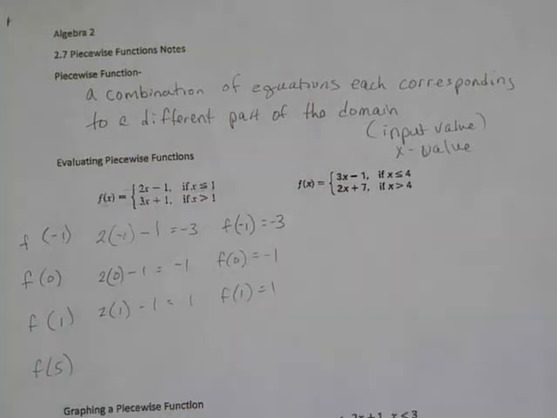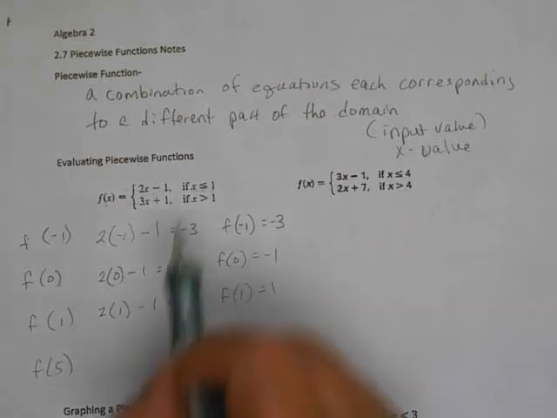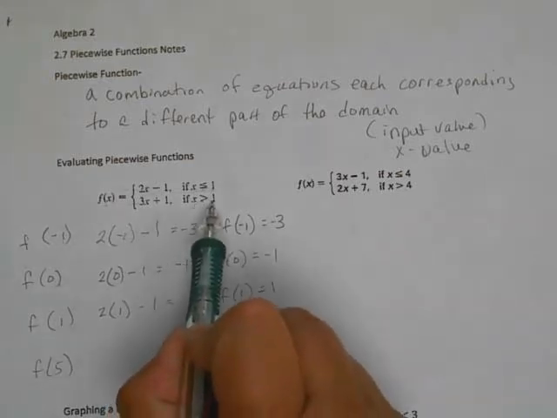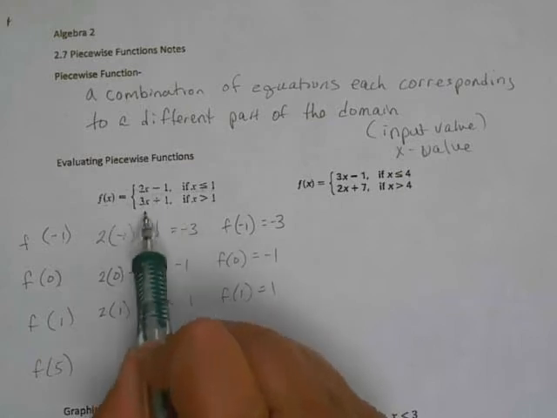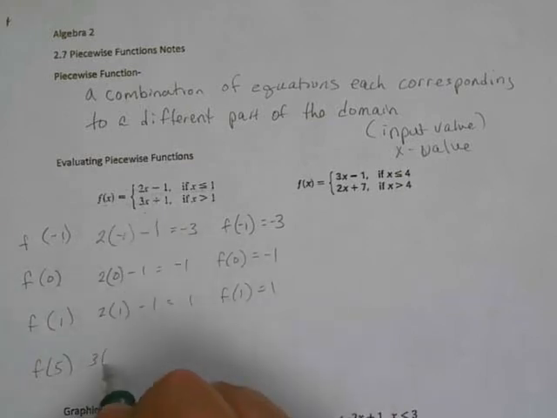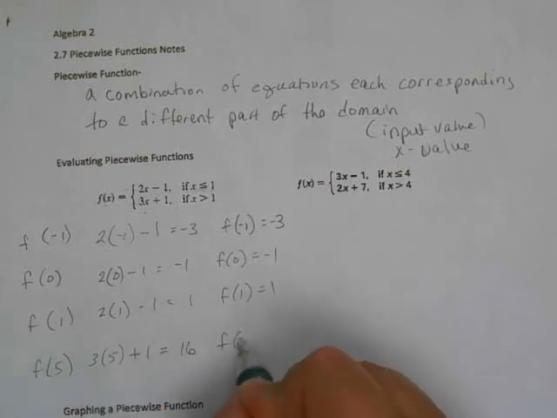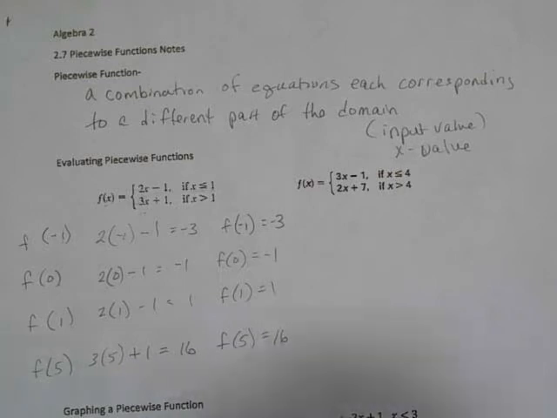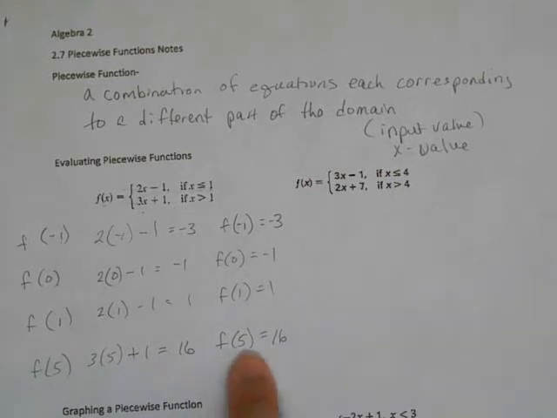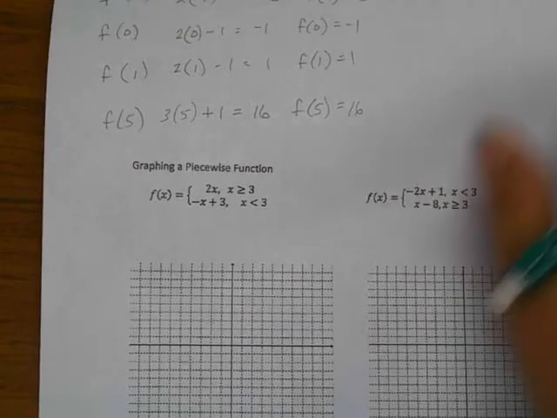The last one I'm going to try is f of 5. 5 is bigger than 1, so this time I'm going to use this equation. So 3 times 5 plus 1 equals 16. So f of 5 is 16. So if I put 5 into the function, I get out 16. All right, I'm going to skip down now and talk about graphing.